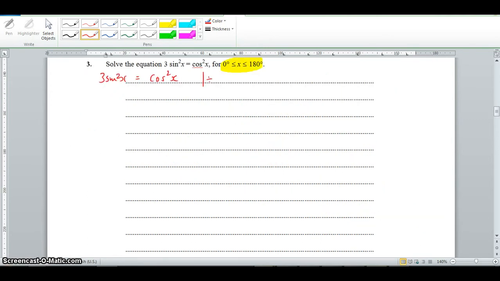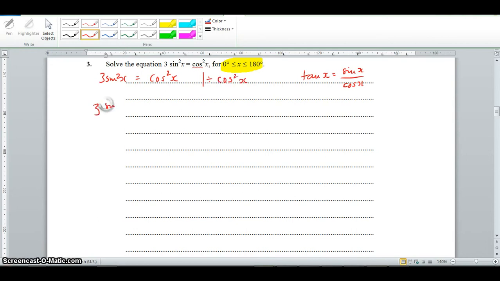On to question 3. Note here that we're looking at this domain, that we're looking at degrees. This will be relevant towards the end of the question. When you have an equation without any constant terms and a mixture of sine and cos, often you will use the idea that tan x is sine x over cos x. And that's what we can do here by dividing by cos square x on both sides.